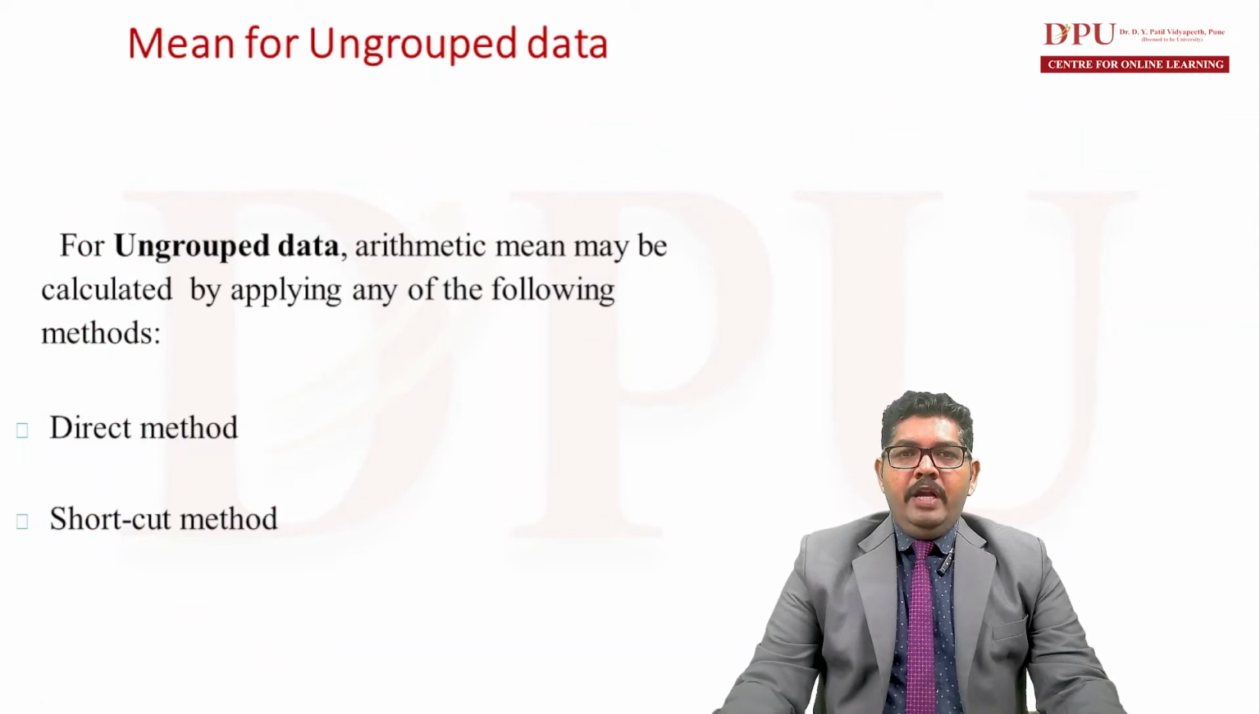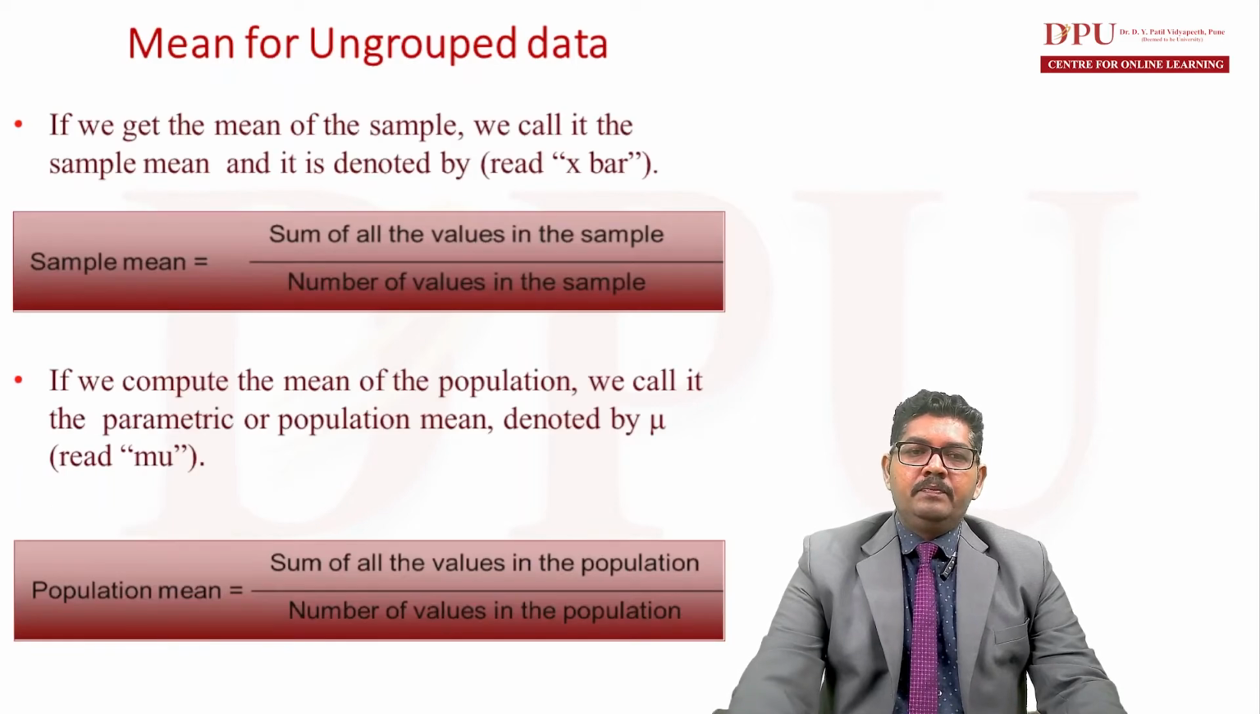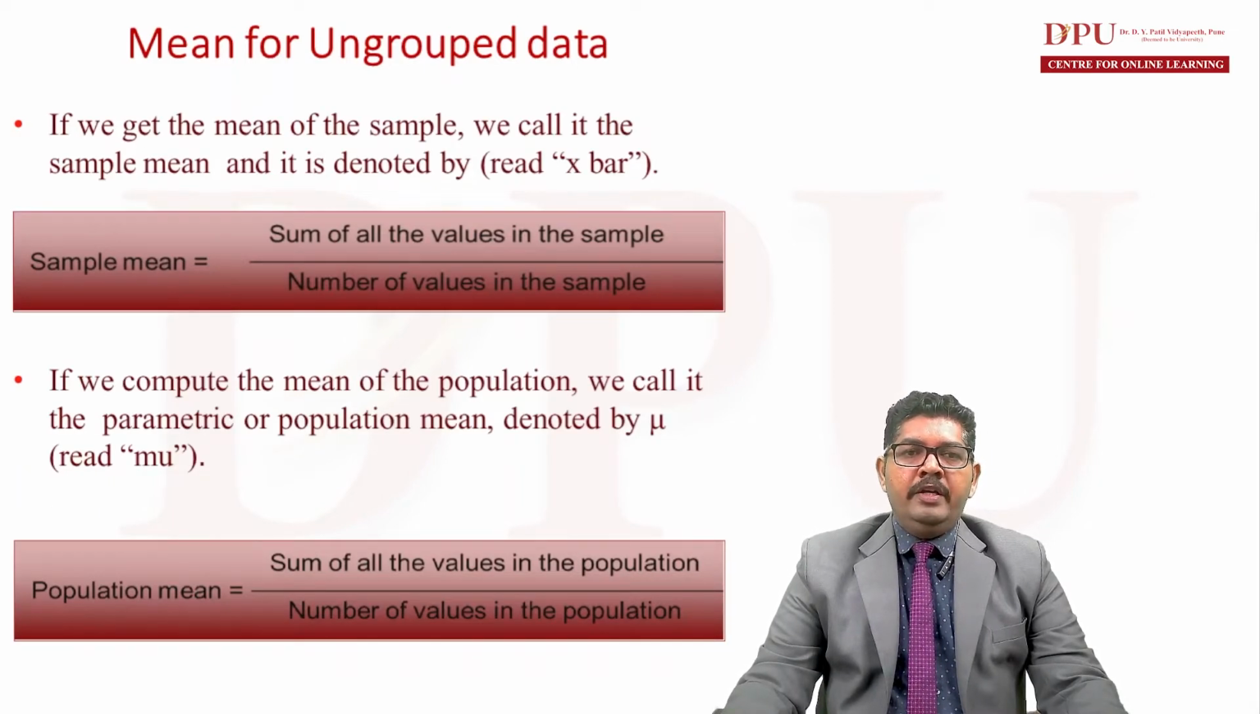So let us calculate the mean for ungrouped data. For ungrouped data, arithmetic mean may be calculated by applying any of the following methods. We have some methods here: the direct method and shortcut methods. Again, mean for ungrouped data. If we get the mean of a sample, we call it the sample mean, and it is denoted by x bar.